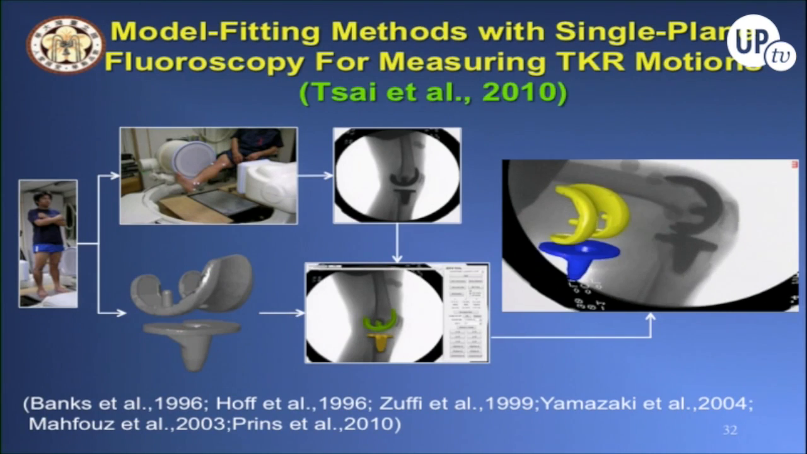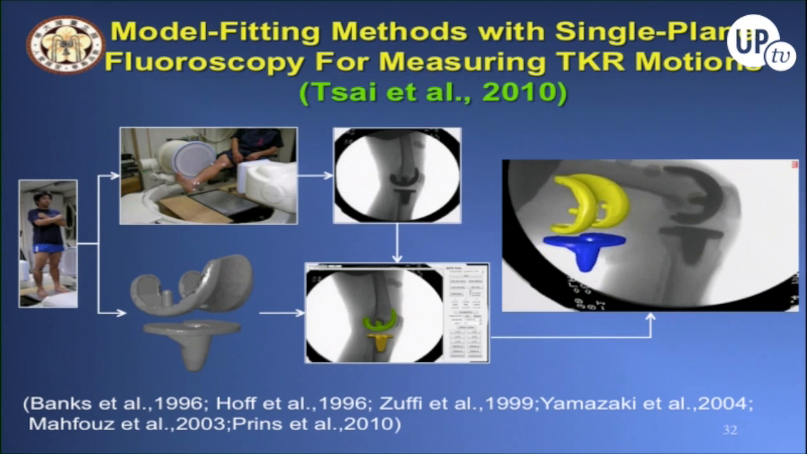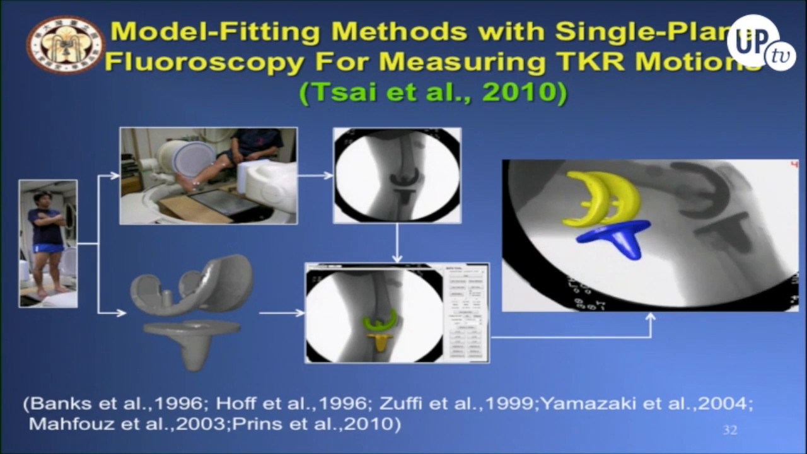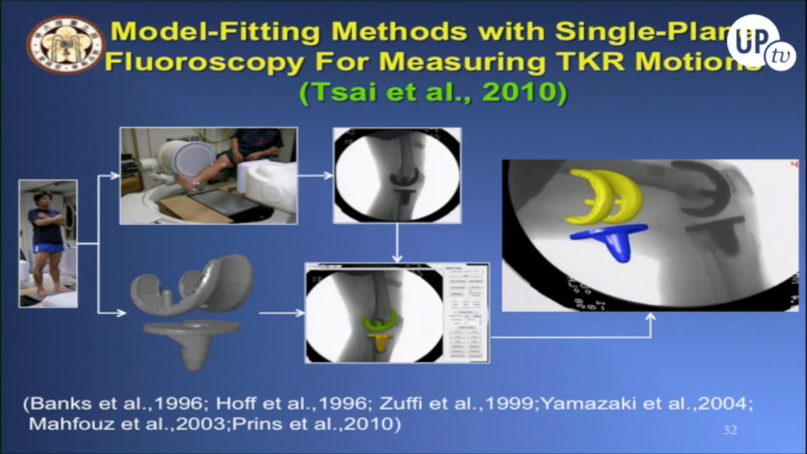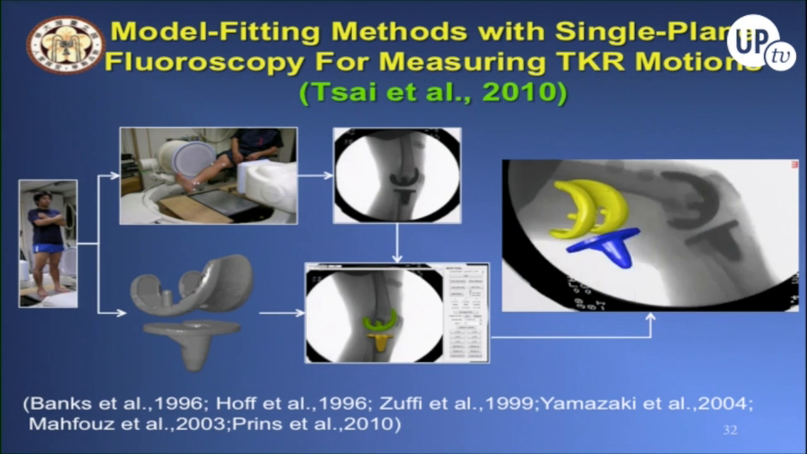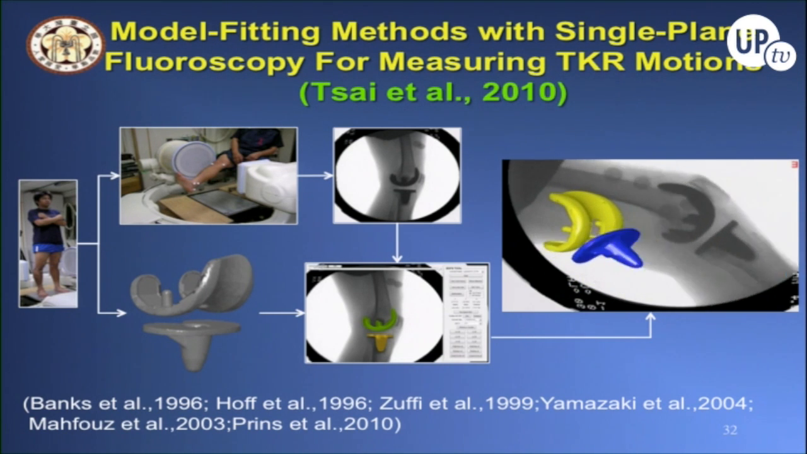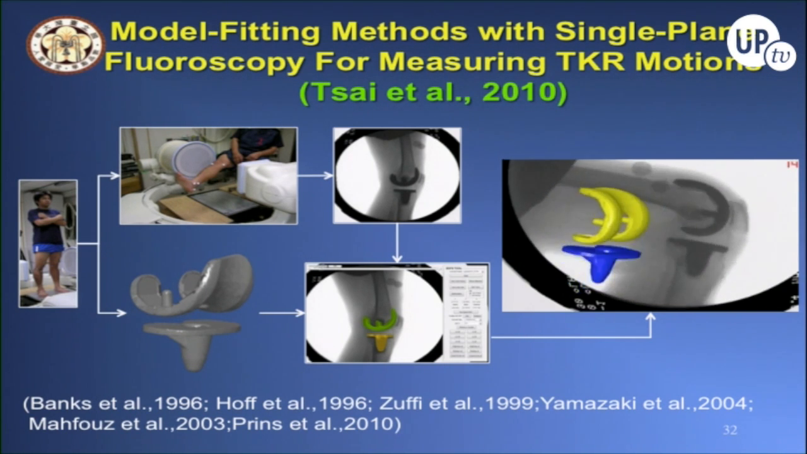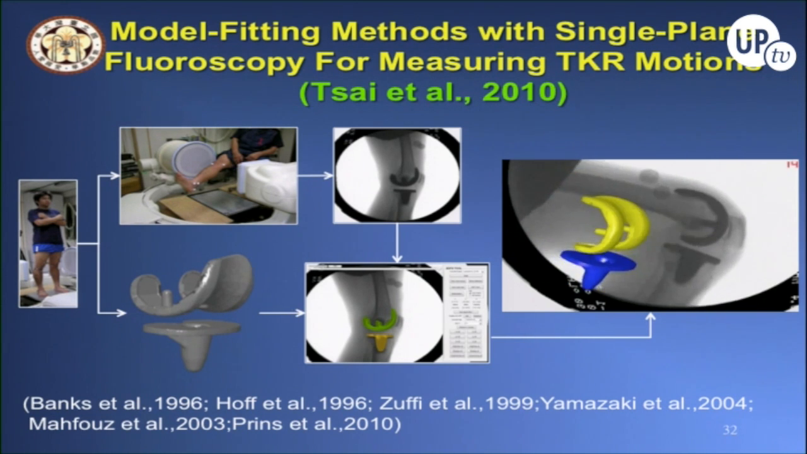So following along the same model fitting philosophy, we also developed a technique based on a similar approach. Firstly, this patient has got a total knee replacement. We know these CAD models from the manufacturer. And so the patient received dynamic X-ray, and we established a software system where we can register the CAD models to the images. And we get the three-dimensional motion of the prosthesis.